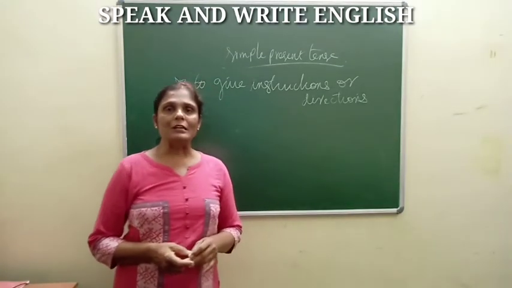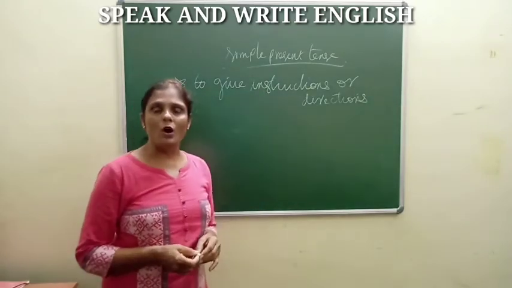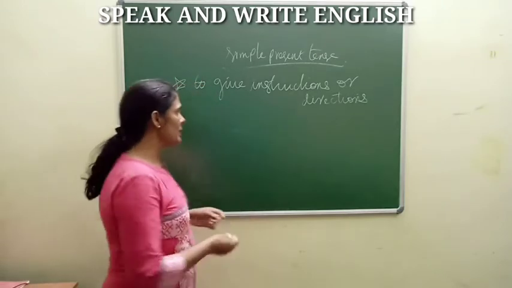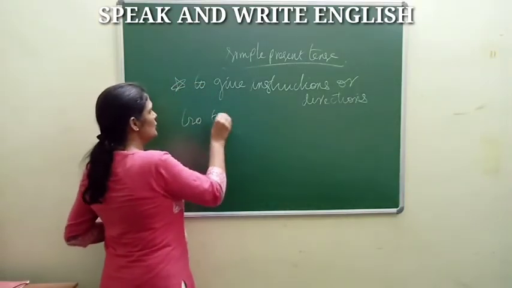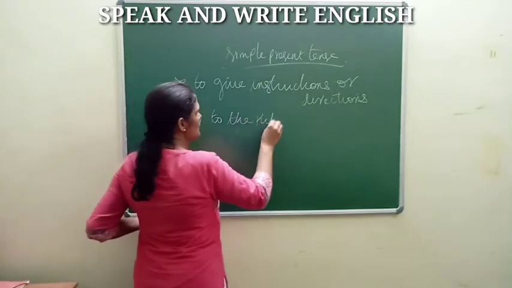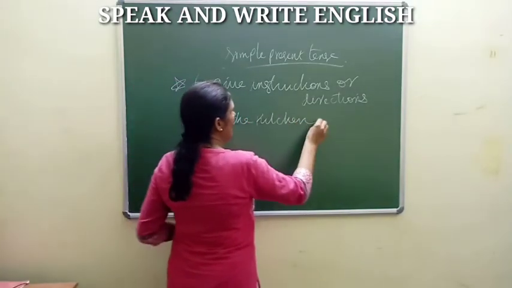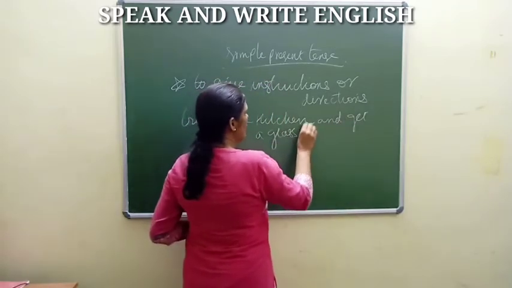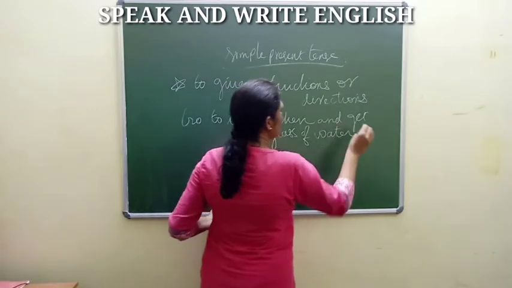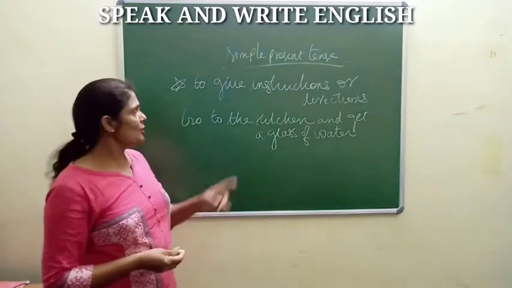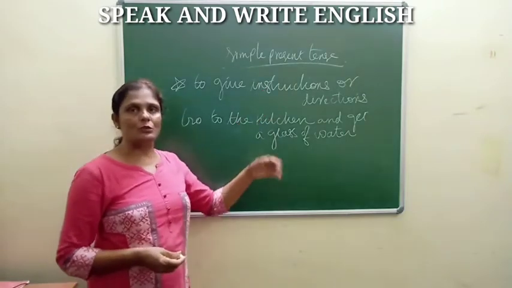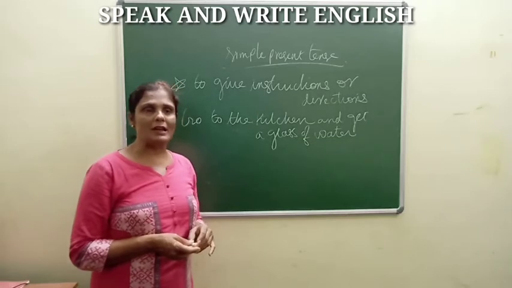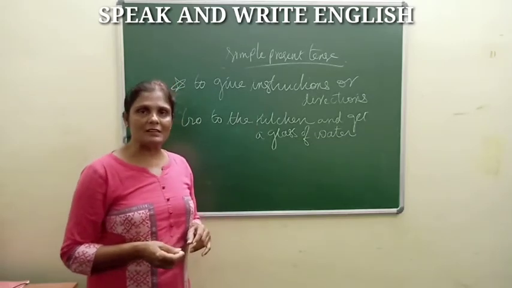Again, when we need to give instructions or directions, we make use of the simple present tense. For example, I say, go to the kitchen and get a glass of water. So this is going to be an instruction. Go and do it. So when you are going to give instructions to a person to do a particular act, we make use of the simple present tense.